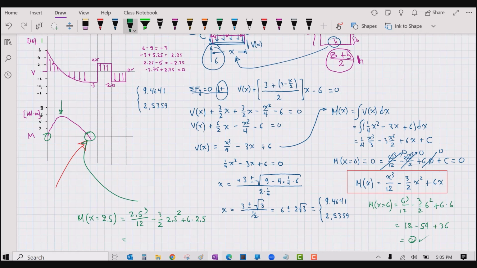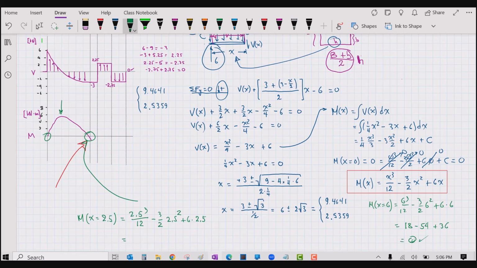Let me put all those numbers in the memory. 2.5359, store A. No, couldn't do it.